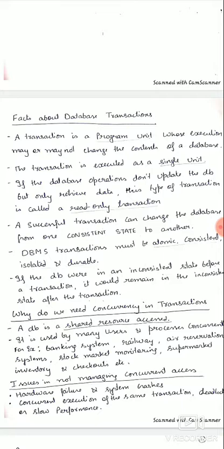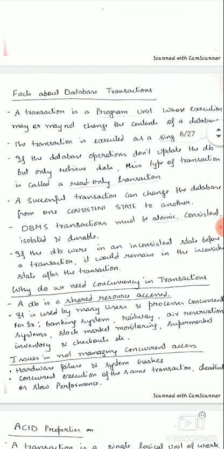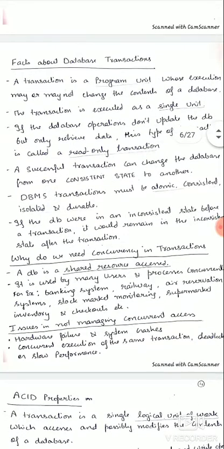Suppose you want to check your balance in your account. You take the database from the disk, put it in the main memory, and from there you just find out your balance, then finally close and exit. That is called a read-only transaction. For that also you need to give some instruction to read from the disk to your main memory. A successful transaction can change the database from one consistent state to another.